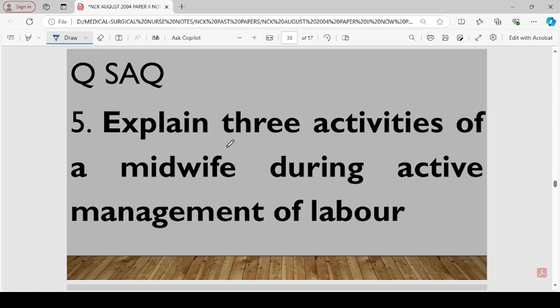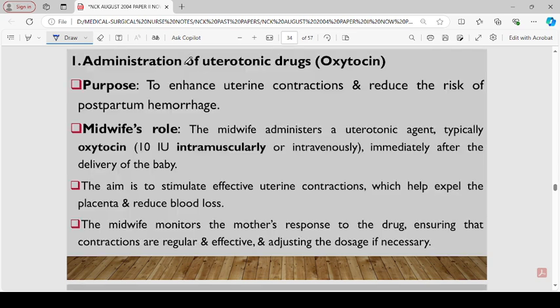The next question was explain 3 activities of a midwife during active management of labor. Remember, you need to administer uterotonic drugs like oxytocin, where you typically administer 10 international units intramuscularly, sometimes intravenously, and this is immediately after the delivery of the baby, just to stimulate effective contraction that are going to help expel both the placenta and also reduce blood loss, right?